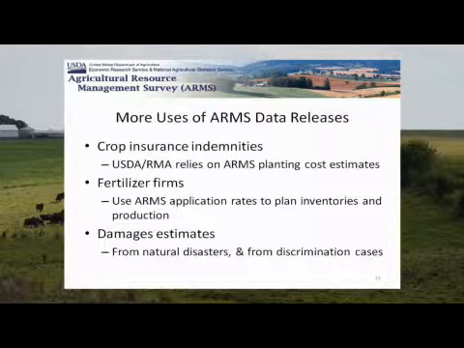ARMS is also used in a variety of damages estimates. If, for example, there's a natural disaster and Congress decides that they're going to pass some disaster relief for farms, one of the things they're going to use is ARMS estimates of the impact on net farm income for farm businesses in order to estimate how much money they're going to provide.